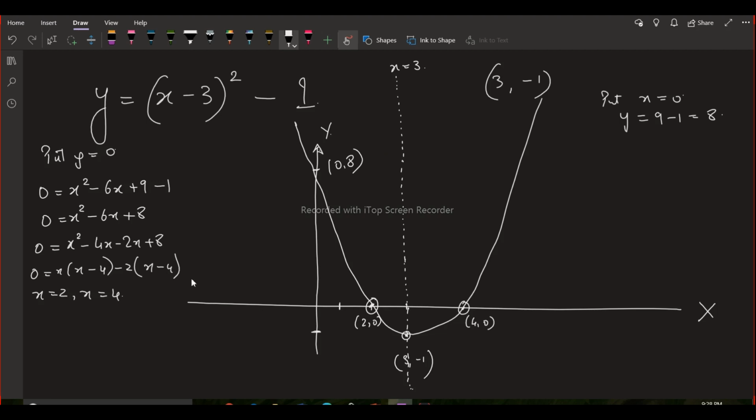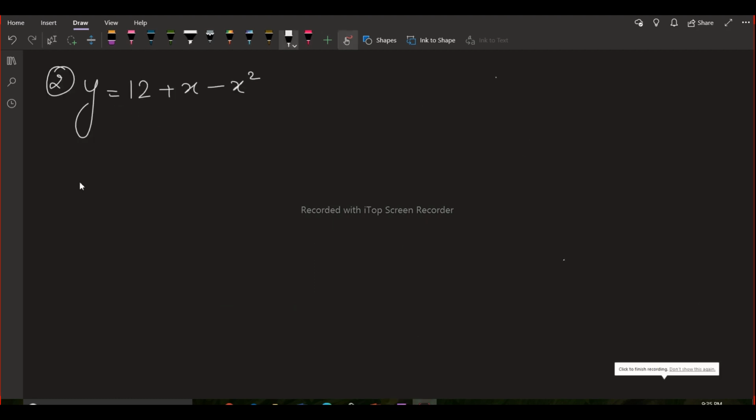You can take one more question. Let's take one more question and see how we can do that. Let's see the next question. Here the leading coefficient is minus 1, which is less than 0. So the graph of this function will be this way, and you'll have a max value.